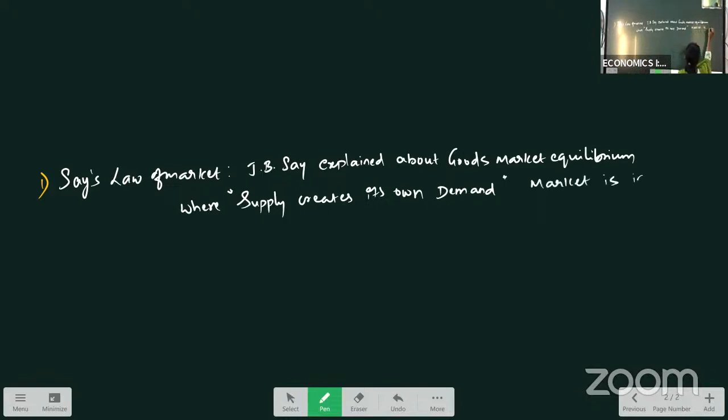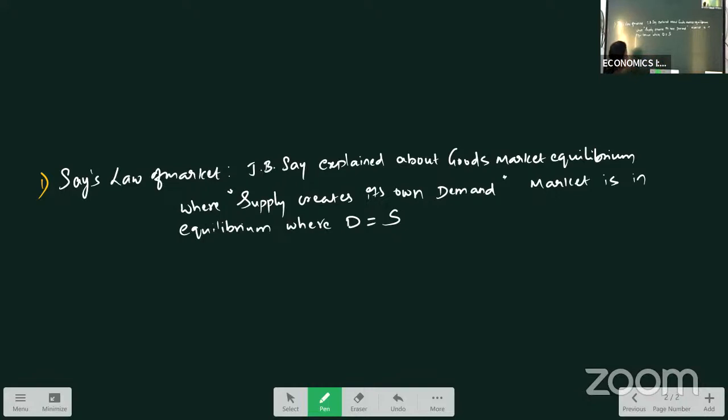So the market is in equilibrium, where demand is always equal to supply. Always in the market, there will be an equilibrium where demand and supply both will be equal. If supply is increased, we use more factors, and it automatically increases the demand for the commodity. Because all the factors will earn income, and that income is used to demand the goods. So always in the goods market, there will be an equilibrium where demand is equal to supply.